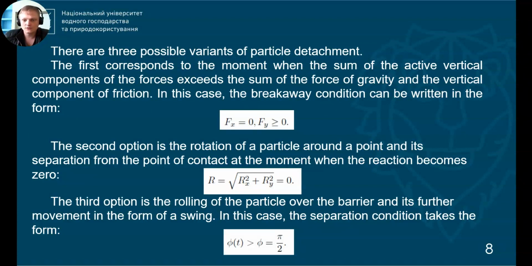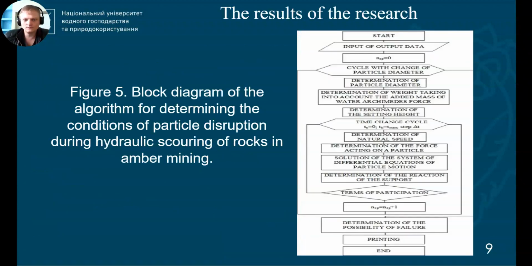The second option is the rotation of a particle around a point and its separation from the point of contact at the moment when the reaction becomes zero. And the third option is the rolling of the particle over the barrier and its further movement in the form of a swing. In this case, the separation condition takes the following form. The block diagram of the algorithm for determining the conditions for particle disruption during hydraulic dewatering of rocks in amber mining is shown in figure 5.